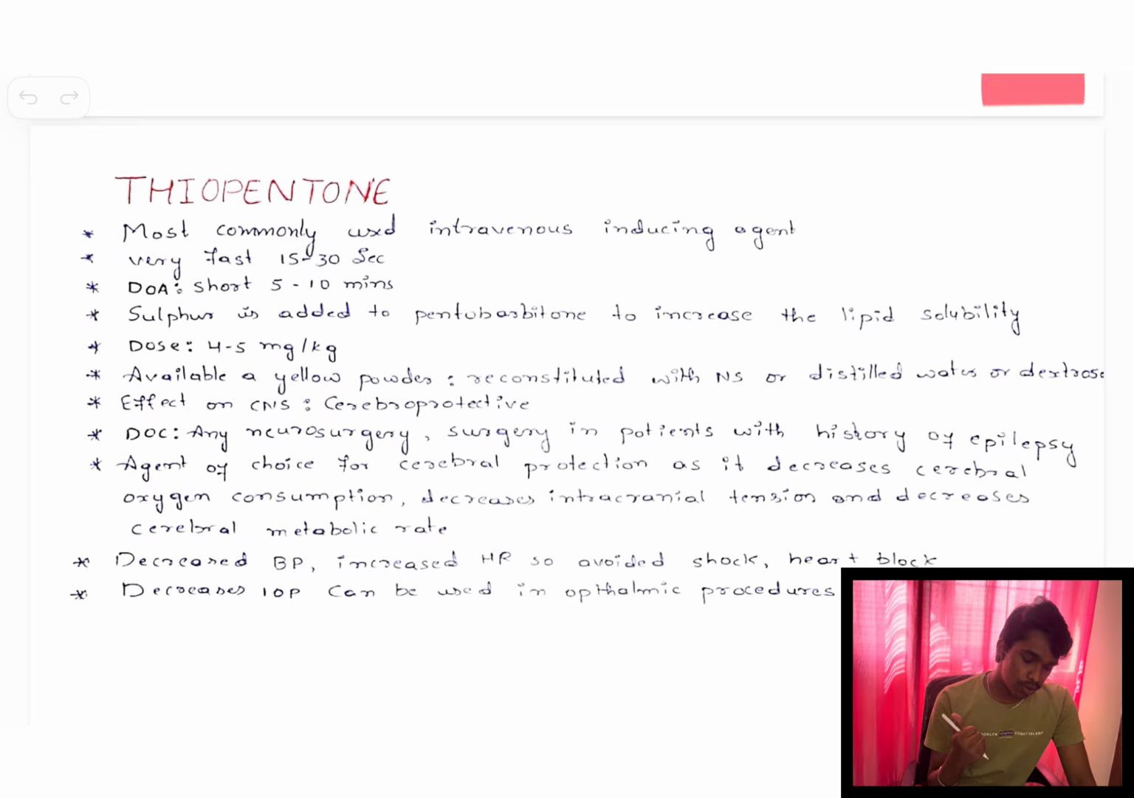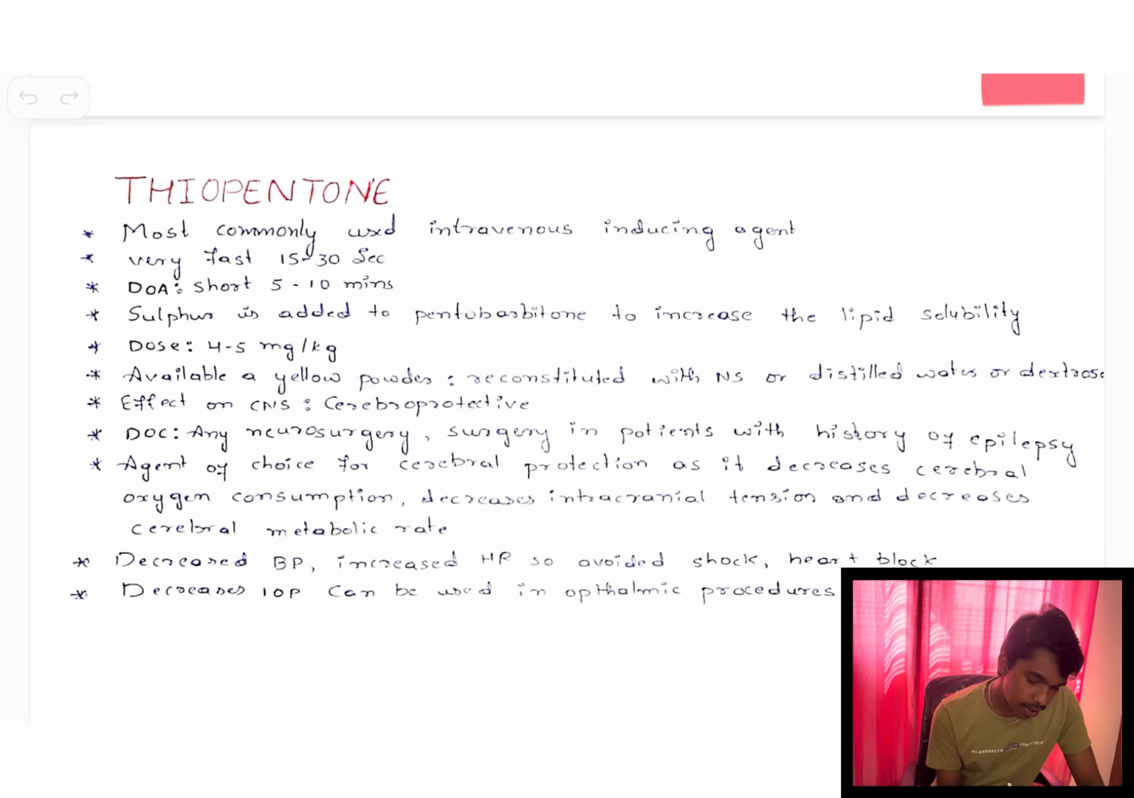Especially the dose: how much dose do we give? 4 to 5 mg per kg. Beyond 5 mg per kg, it will lead to toxicity, so we need to maintain this dose. Its form: it is available as a yellow powder. It is reconstituted with distilled water or dextrose.